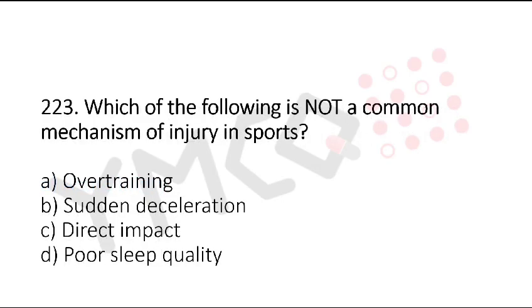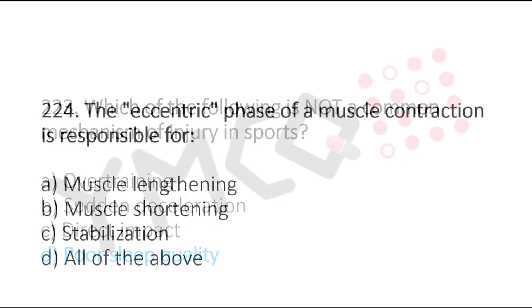Which of the following is not a common mechanism of injury in sports? Option A, overtraining. Option B, sudden deceleration. Option C, direct impact. Option D, poor sleep quality. And the answer is option D, poor sleep quality. Now let's move to question number 224.